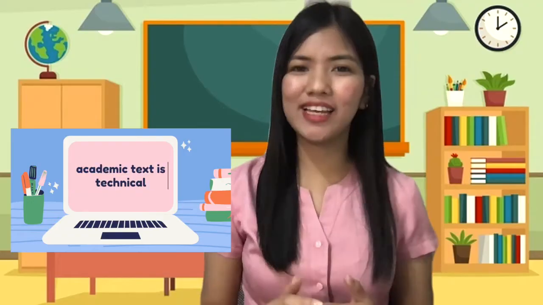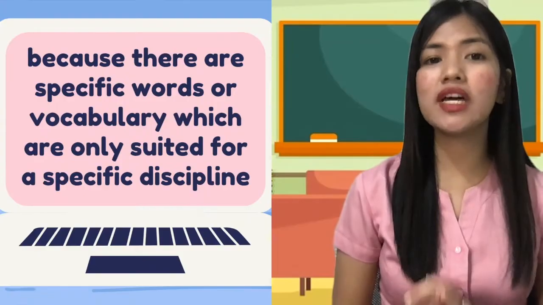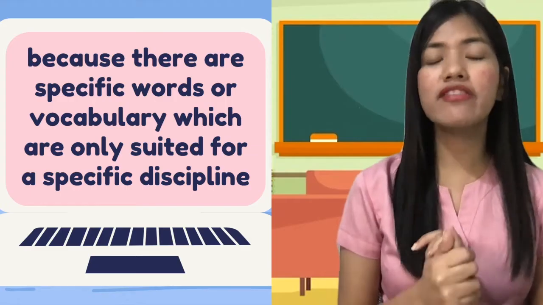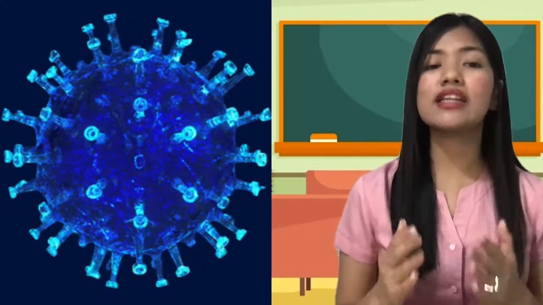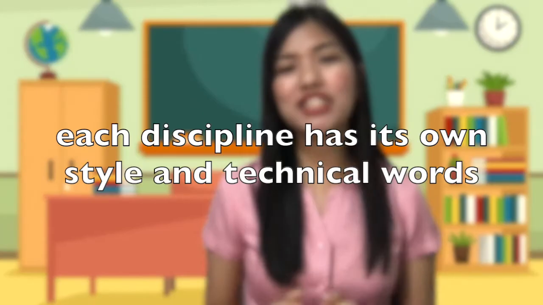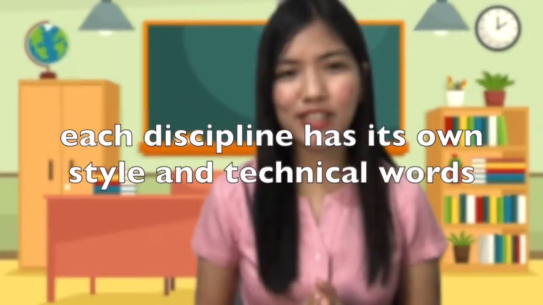Academic text is technical because there are specific words of vocabulary which are only suited for a specific discipline. For example, the word virus. If you are talking about empowerment technologies or MIL, or if you are in the ICT, you are talking about a malicious program that can destroy the system of a computer. And it has a different meaning if you're talking about the virus in science. It means a microorganism that can cause diseases. That's why each discipline has its own style and technical words.